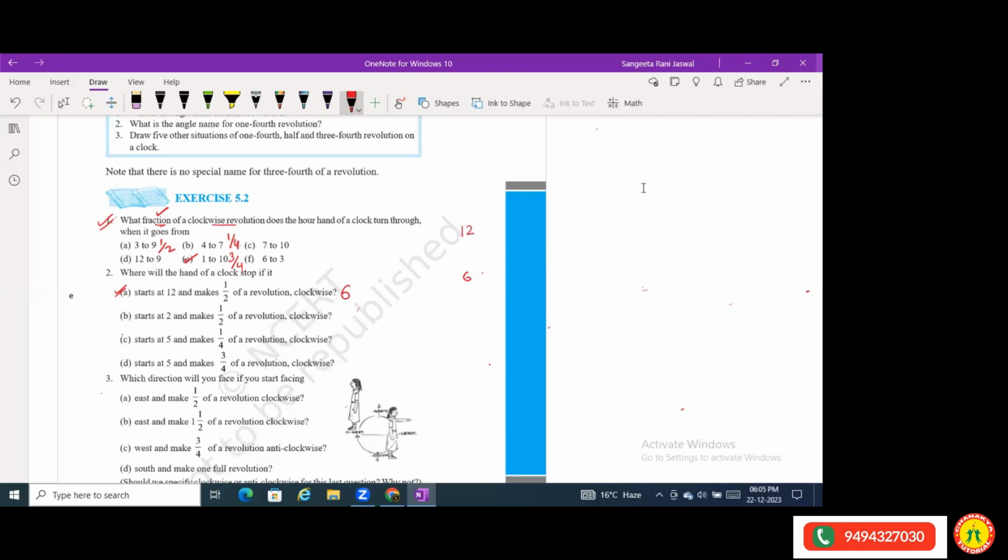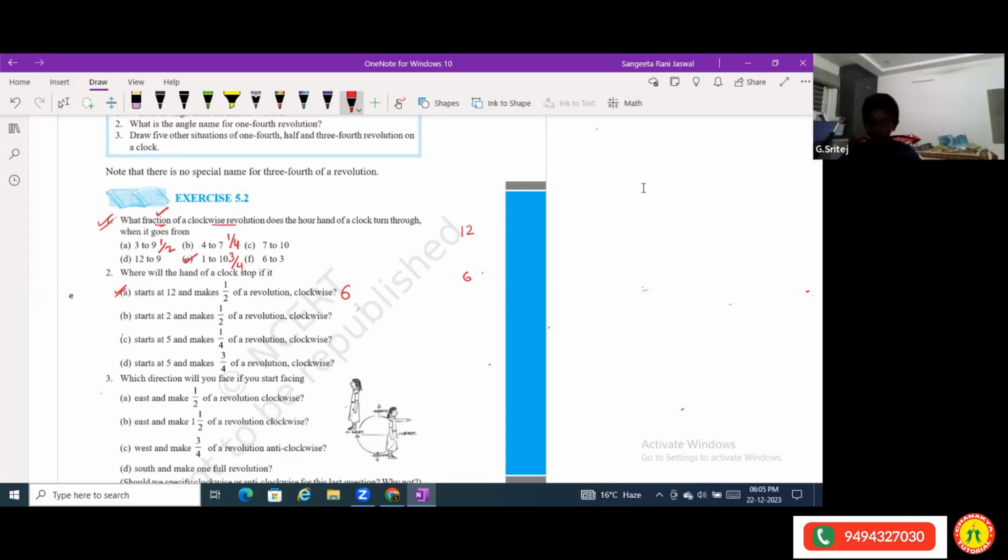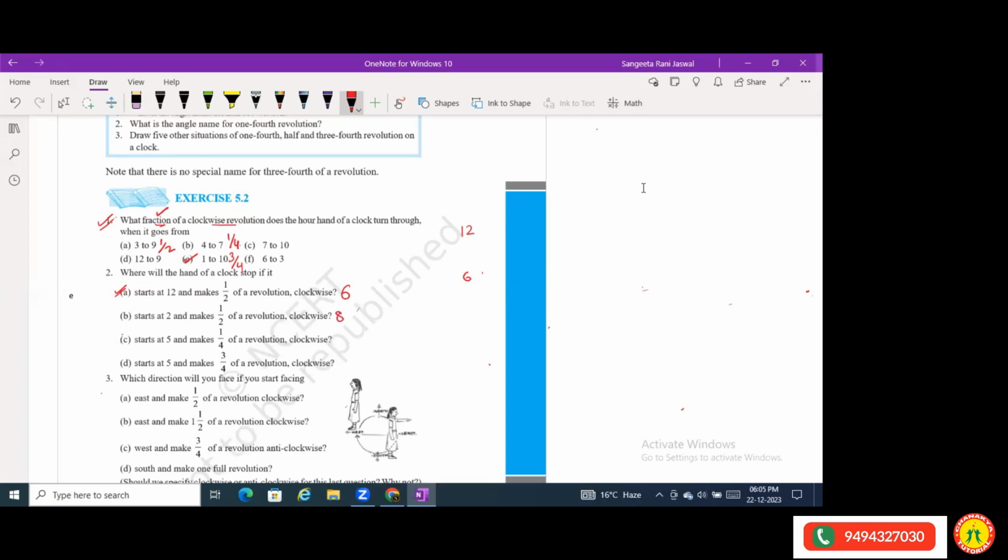Now it starts at 2 and makes half of a revolution clockwise. Ma'am, 8. 8, great. Okay, now Charvik will tell me. Starts at 5 and makes 1/4 of a revolution clockwise. Ma'am, 1 minute.